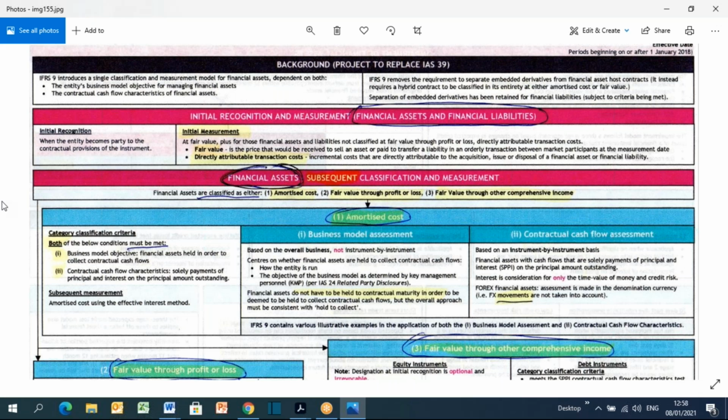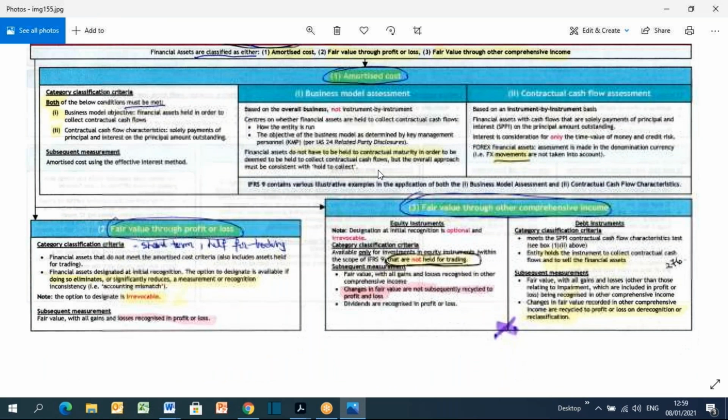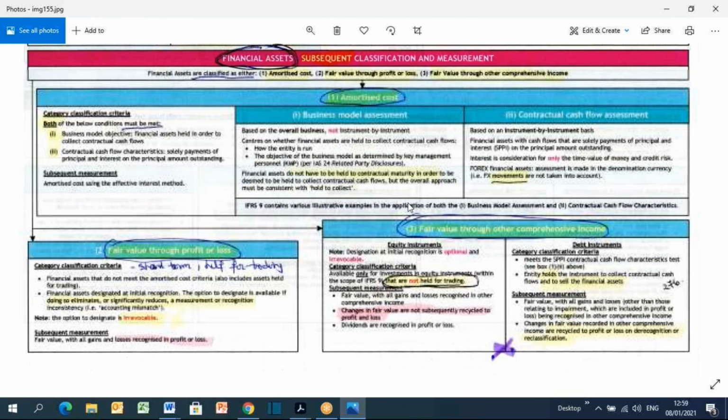The business model is to collect the cash flows, and the contractual cash flow payments are only payments of principal and interest, not any other. If you see in the question that it gives any other payments to be received, then it's not to use the amortized cost method. So it says here that financial assets are classified as either amortized cost, or fair value through profit or loss, or fair value through other comprehensive income. This is such a good layout, because you would easily remember this in your head.